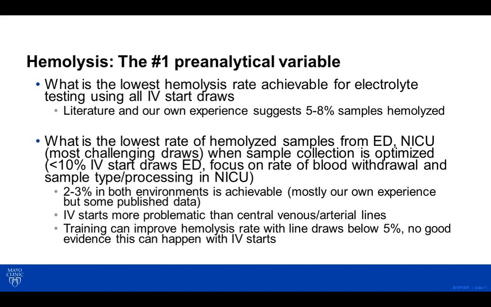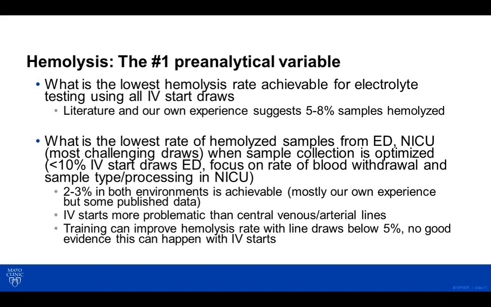So if you're doing all IV start draws, literature suggests the best you can do is 5 to 8% of all your samples will be hemolyzed. If you minimize IV start draws in the ED, if you do some of the interventions I'll talk about in the NICU, you can get that down to 2 to 3% for all specimens hemolyzed, but it's still going to be higher than routine venipunctures or even adult routine line draws. IV starts are going to be more problematic than line draws, central line draws.